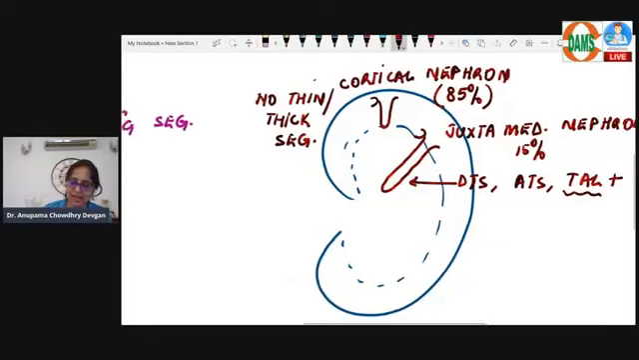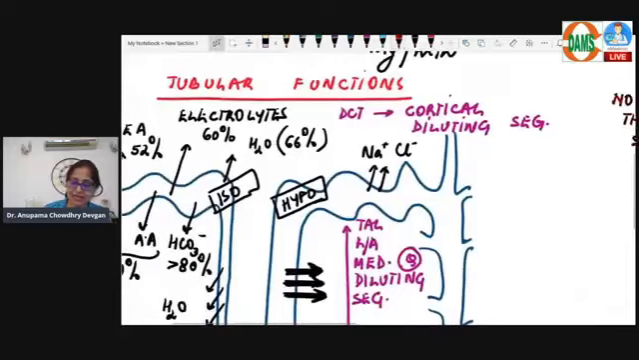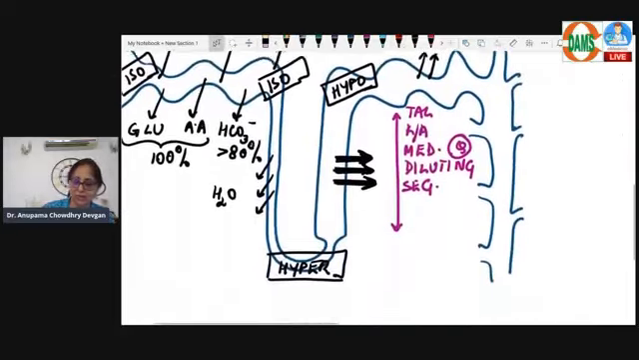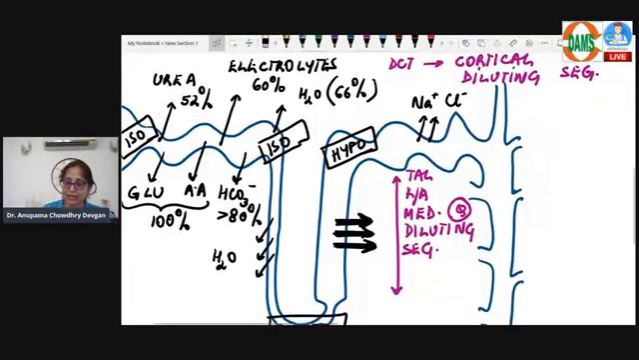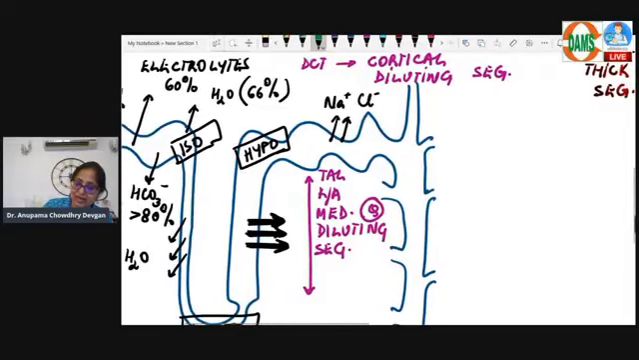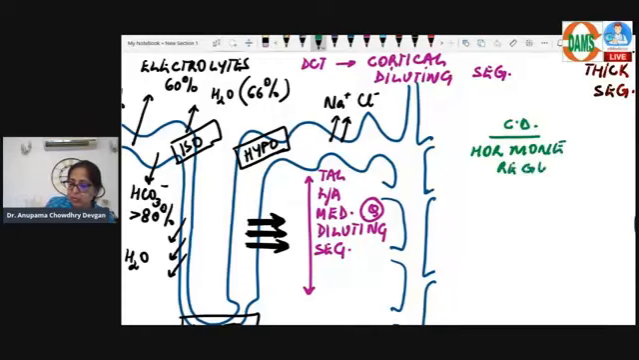So the thick ascending limb is also known as the medullary diluting segment. Have you understood? It is sometimes just called the diluting segment or the medullary diluting segment. DCT is also known as the cortical diluting segment. If you look at the collecting duct, the collecting duct is what is known as the hormone-regulated segment.